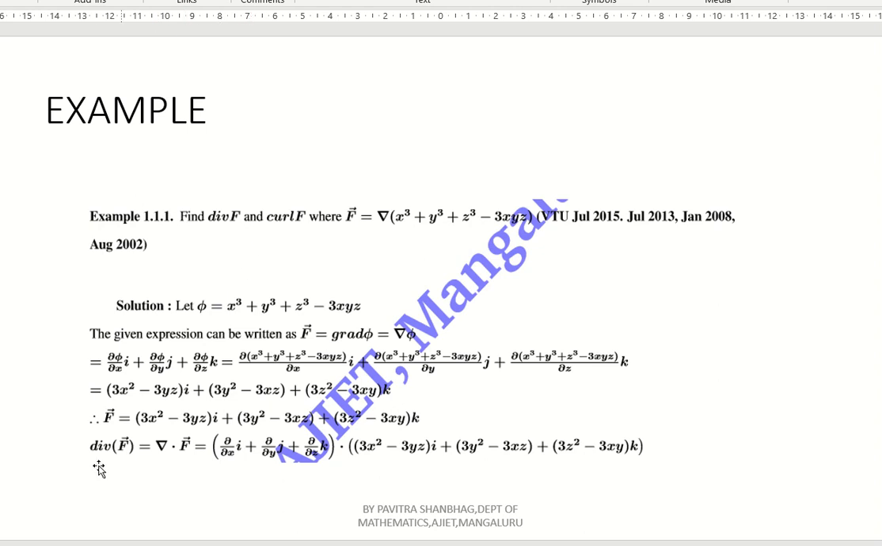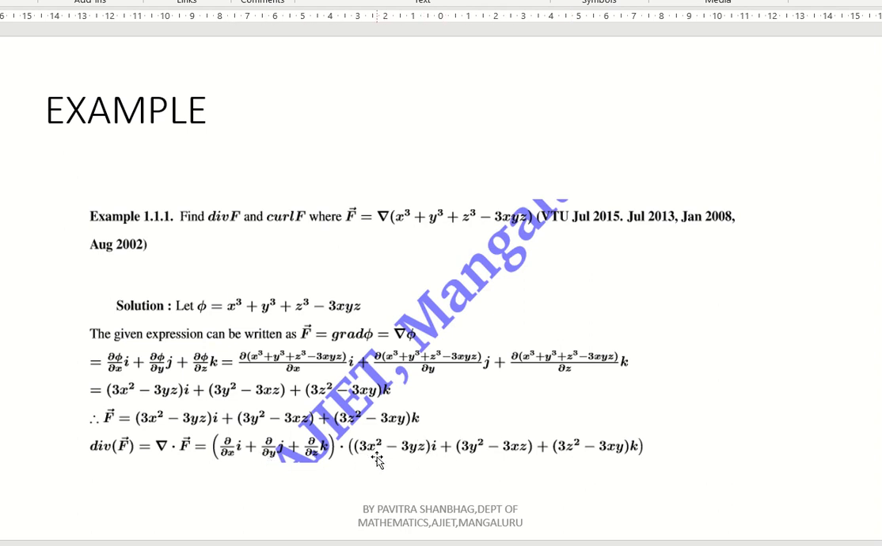Now use the definition of divergence f. What is divergence f? That is del dot f, right? What is the definition of del? Dou by dou x i plus dou by dou y j plus dou by dou z k. The dot should be visible. Dot. What is vector f? 3x square minus 3yz i plus 3y square minus 3zx j plus 3z square minus 3xy k. Now multiply the coefficient of i with the coefficient of i, similarly the coefficient of j with the coefficient of j, and the coefficient of k with the coefficient of k.